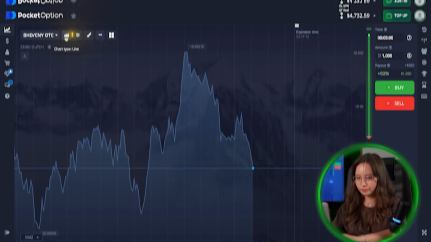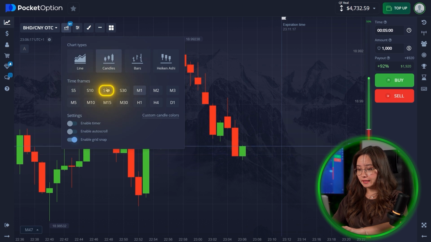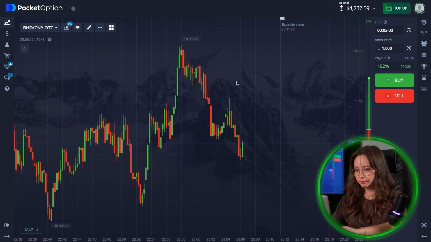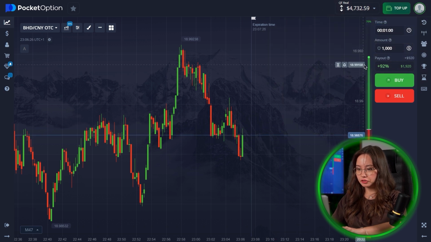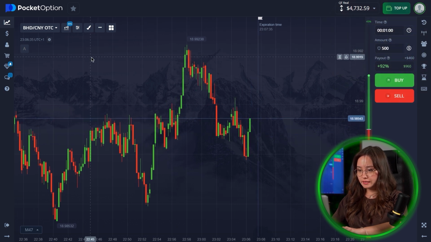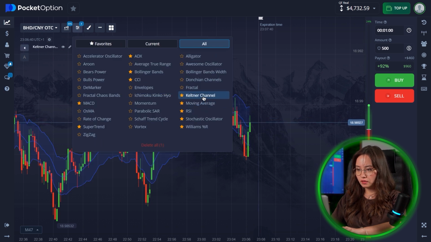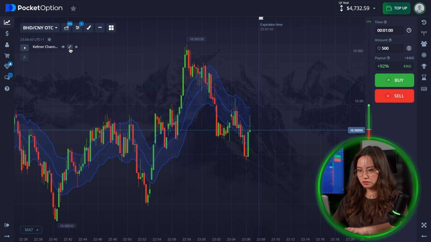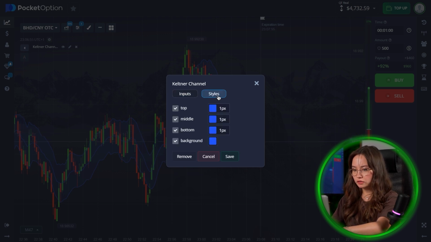To start, let's switch to our regular candles and select a 15-second time frame. I'm setting the trade time to 60 seconds. I'll be entering trades with $500. And next we will add a couple of indicators. Keltner Channel, with settings EMA period 14 and ATR period 8. Keep styles as default.